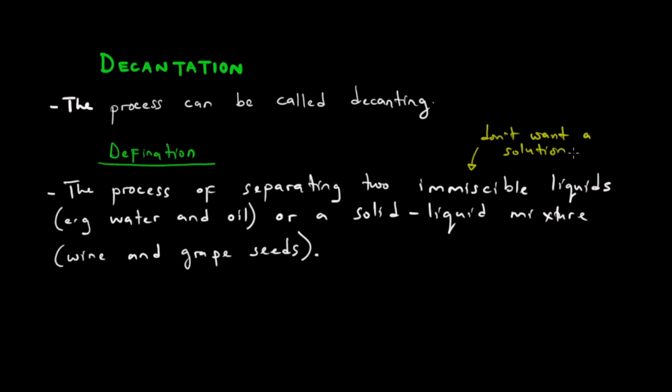Think of a salt and sugar solution. We take certain tablespoons of salt, certain tablespoons of sugar, mix with water, we have a solution. So we don't want a solution. We cannot separate a solution using decanting. That's the reason why the liquids have to be immiscible. And famously, water and oil, they are immiscible.